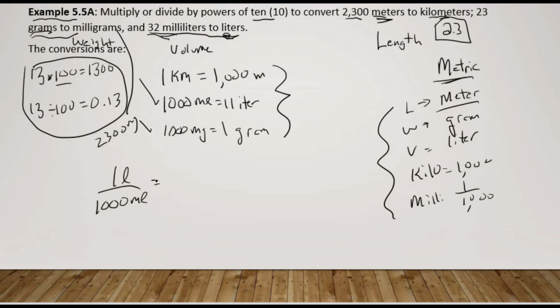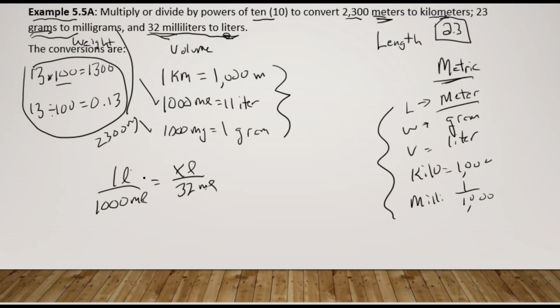Therefore, how many liters is the same as 32 milliliters? Notice liters, milliliters, liters, milliliters. If you flip that around, you've got to flip both of them. If you just flip one, it's not going to work.